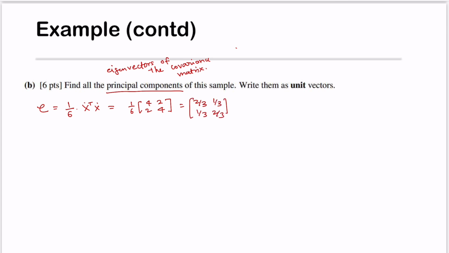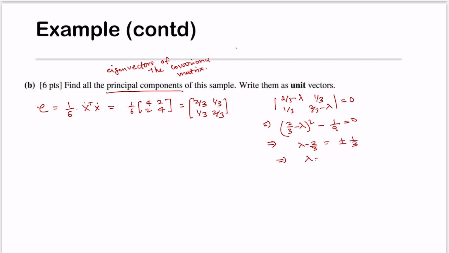So now first we have to find the eigenvalues of this particular matrix. So let me proceed by writing the characteristic equation, which turns out to be (2 by 3 minus lambda) whole squared minus 1 by 9 equal to 0. And then from here we can say that lambda will be nothing but 2 by 3 plus or minus 1 by 3. So one of the values will be 1 and the other value will be 1 by 3. And 1 is the largest eigenvalue, so this will be the first principal component.